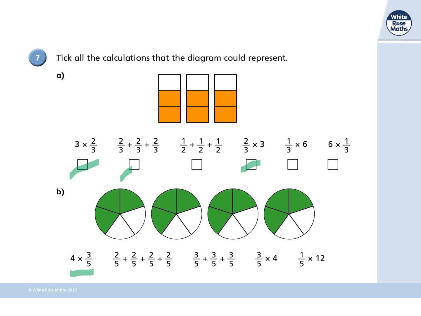How about this one? 4 times 3 over 5. This is 3 over 5 and represents 4 pictures. Correct, this one. 2 over 5 adding 4. Can be correct. This represents the white shaded part, 3 over 5. 3 over 5 is wrong. This is not correct. This one correct. This one correct. Okay, last, 3 over 5 times 4. Yes. And 1 over 5 times 12. This can be a little tricky, but not incorrect.